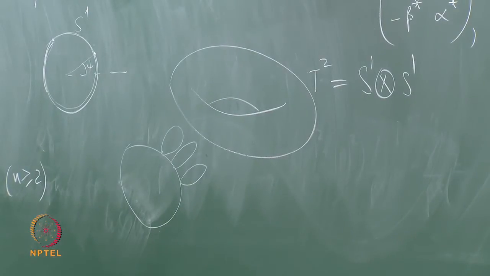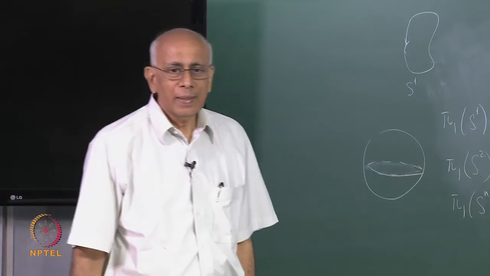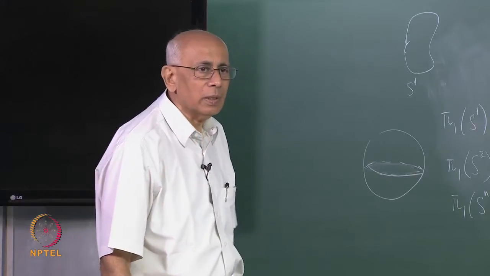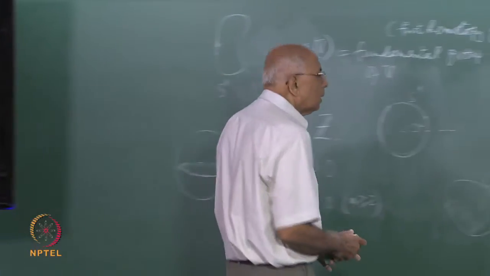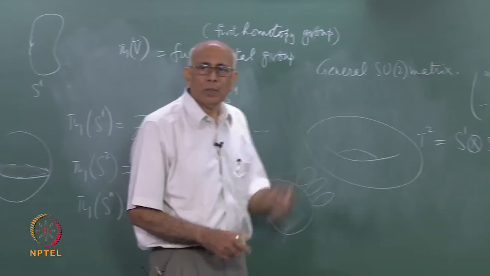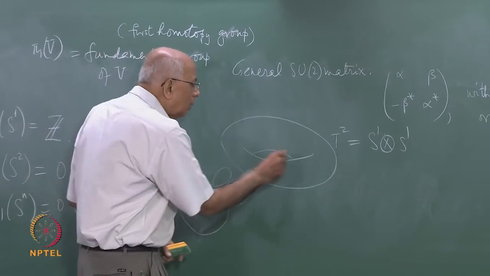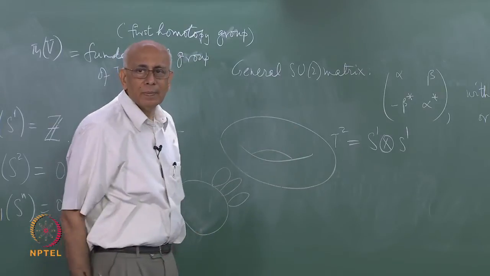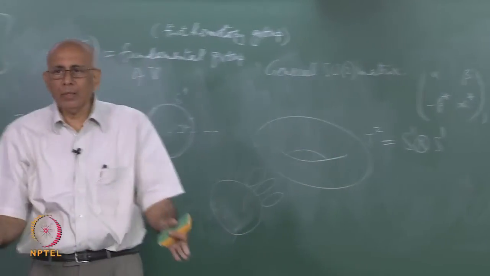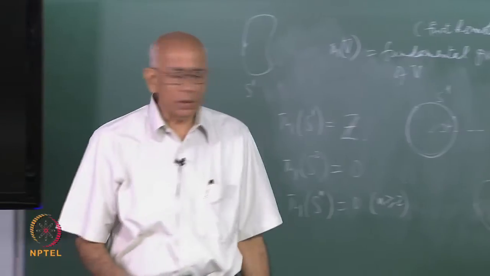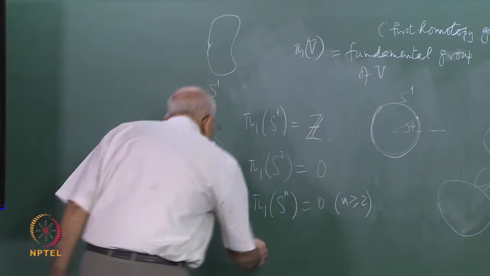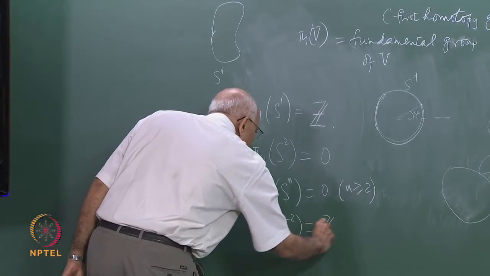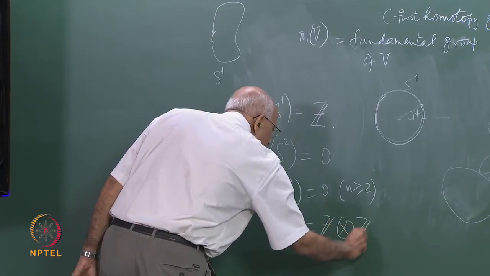So what would pi 1 of this space be? It would be Z cross Z, direct product of 2 sets of integers, because to specify any closed path on this you have to merely ask how many times does it wind round this and how many times does it wind round that, and it is specified by 2 integers independent of each other. So it immediately says pi 1 of T2 equal to Z cross Z.